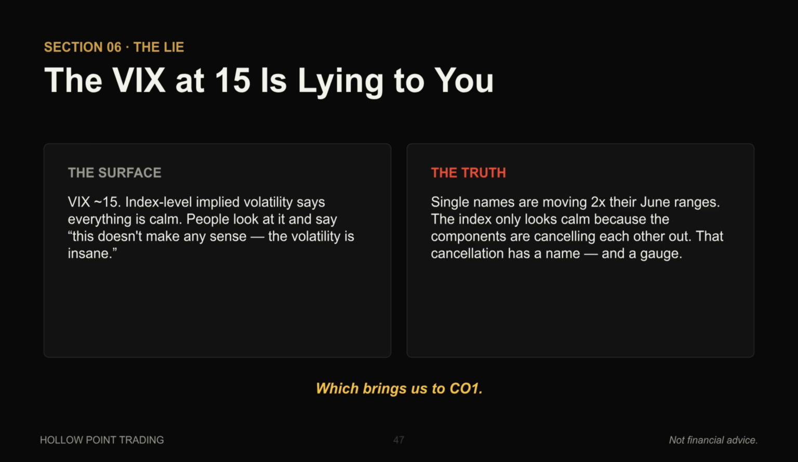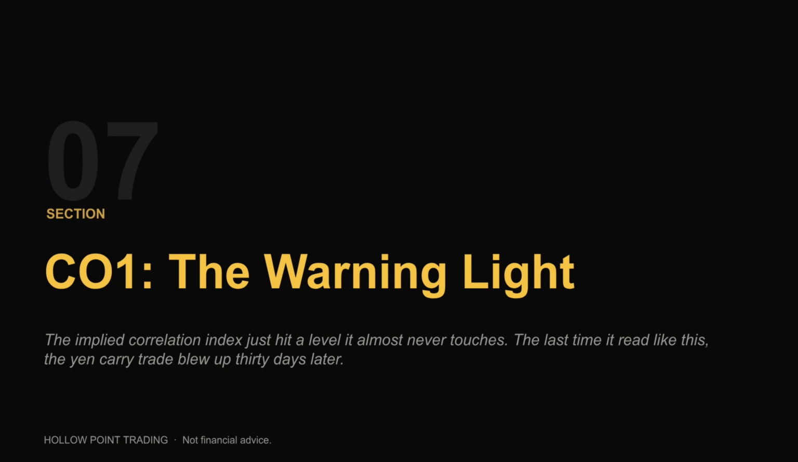While the VIX at the 15th of May suggests a calm market, it can be misleading. In reality, single-name stocks are moving significantly more than in previous months. The index appears steady only because these components are effectively canceling each other out, a phenomenon tracked by a specific gauge. This leads us to our warning light, the implied correlation index, or CO1.